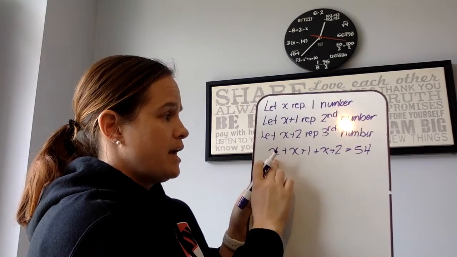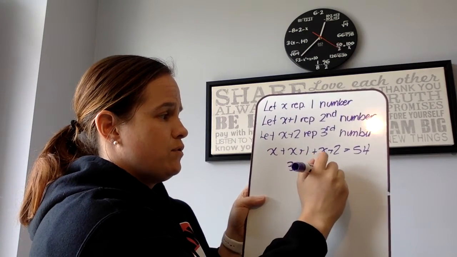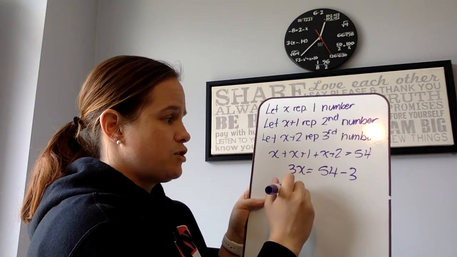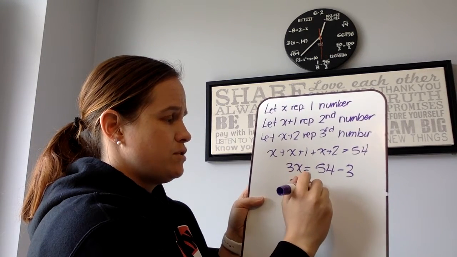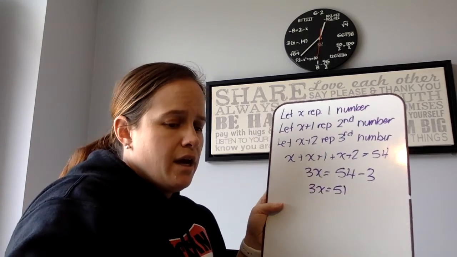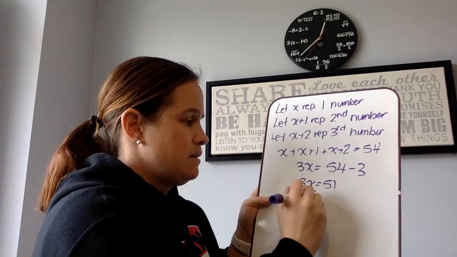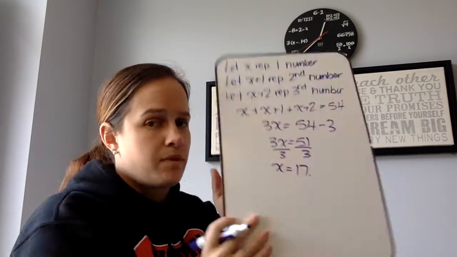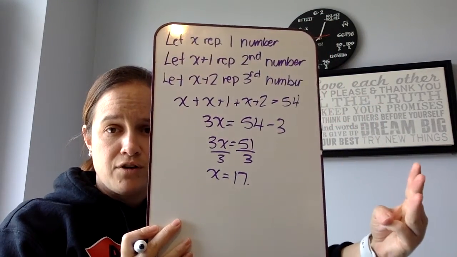So X plus X plus X is 3X. 1 plus 2 is 3, and we're going to move it to the other side and subtract it from 54 to get 51. So 3X is equal to 51. And then 51 divided by 3 is 17. X equals 17. Okay? Let statements, equation, solve your equation.